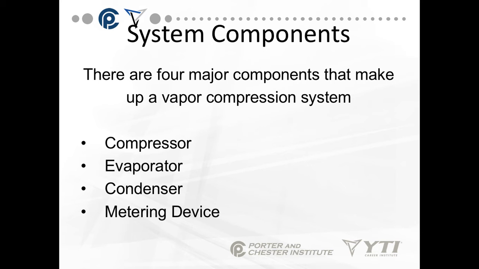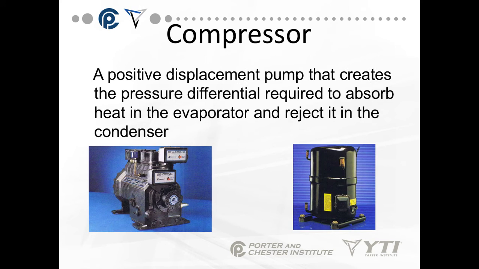We have four major components that make up a refrigeration system, or a vapor compression system, as it's sometimes known. We have a compressor, we have an evaporator, we have a condenser, and we have a metering device. The compressor is called a positive displacement pump. It creates a pressure differential required to absorb the heat in the evaporator and reject it in the condenser. In other words, it's a vapor pump. It takes low pressure vapor, increases the pressure, and discharges a high pressure vapor, sort of like an air compressor.